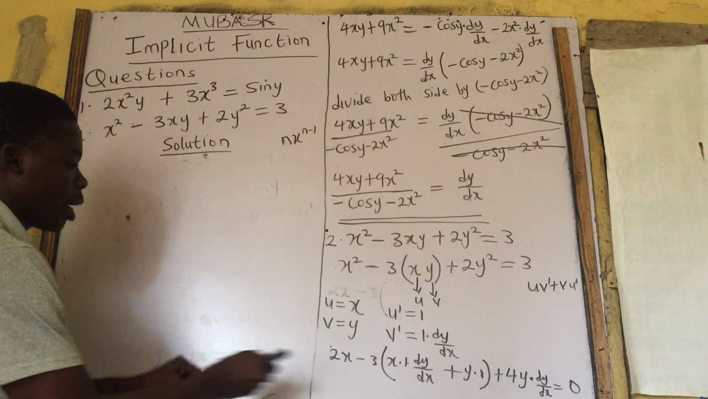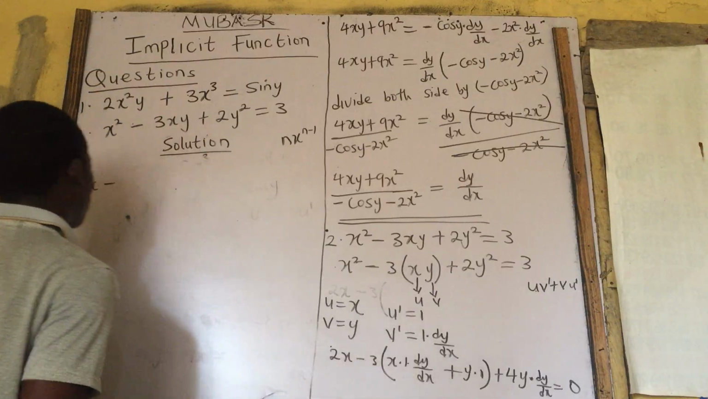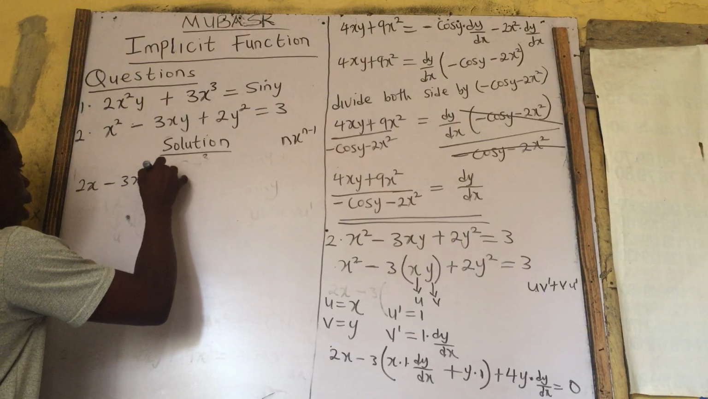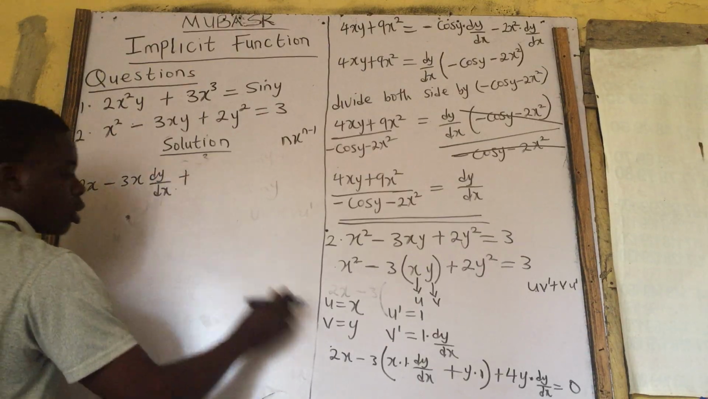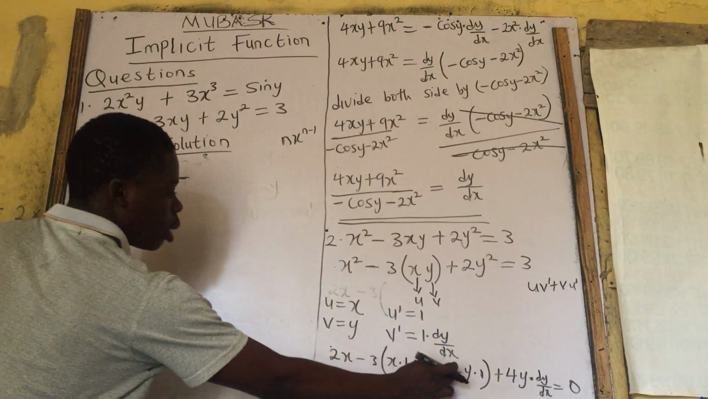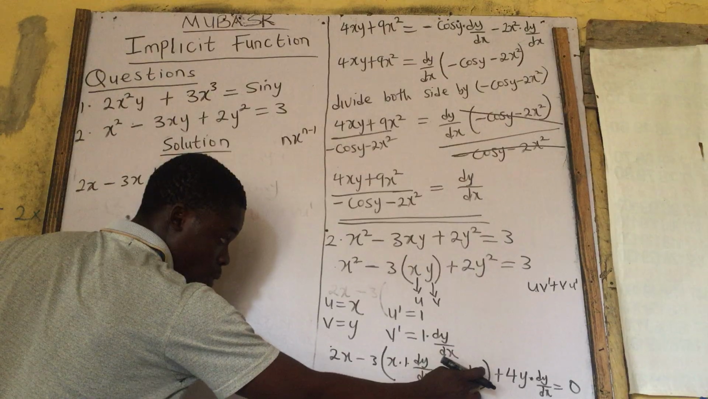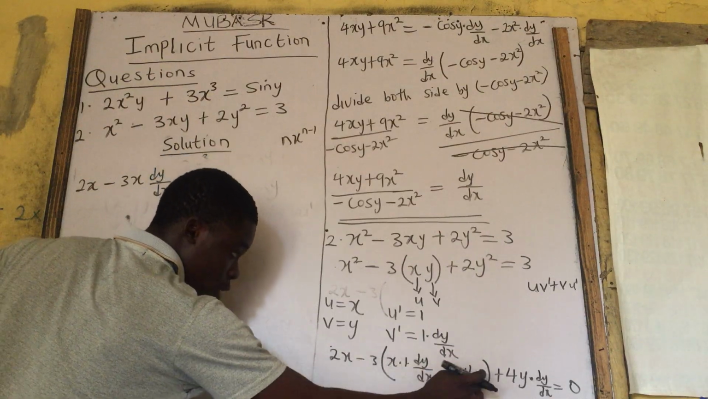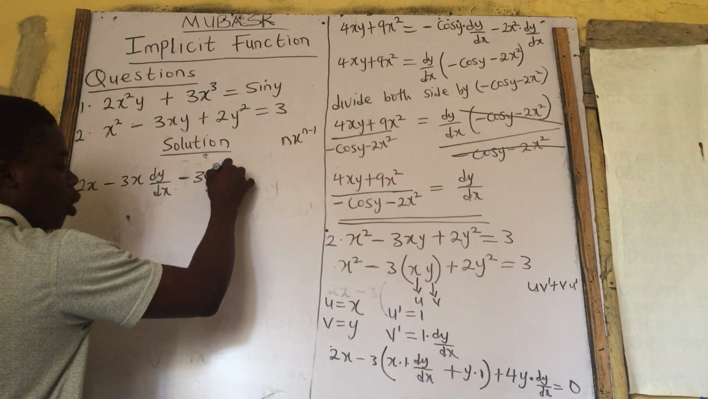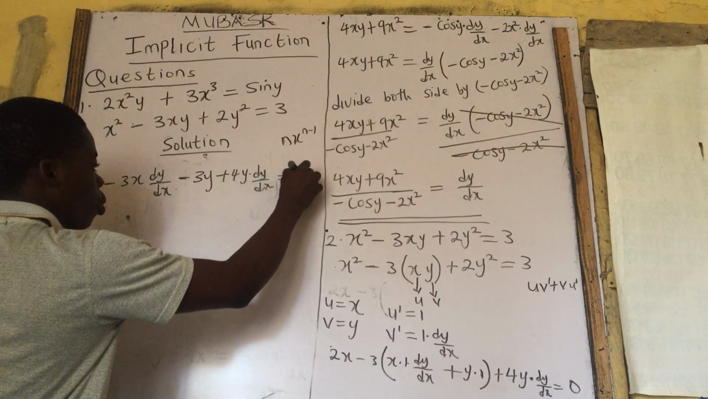By using this 3 to open the bracket, we have 2x minus 3 times x times 1 times dy over dx, which gives us 3x multiplied by dy over dx. Then minus times plus gives us minus 3 times y times 1, which is 3y, plus 4y multiplied by dy over dx, all equal to 0.